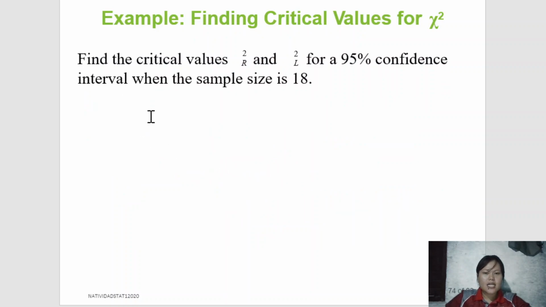Okay, so testing natin this one. So, medyo nawala lang yung chi. Sorry. This is chi and this is chi. Okay. First off, degrees of freedom, identify natin. So, find the critical values for chi-squared right and chi-squared left for 95% confidence interval when sample size is 18. Okay, so first off, pa-identify ako ng degrees of freedom. So, n minus 1, that would be 18 minus 1, 17.